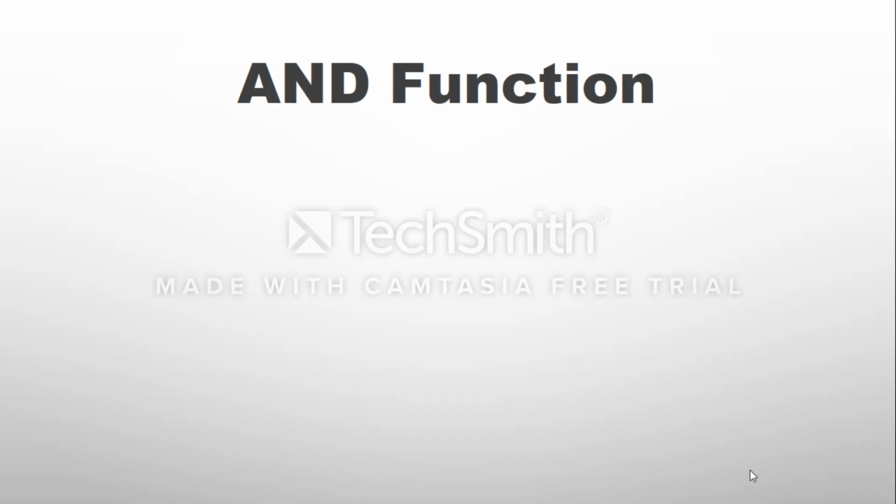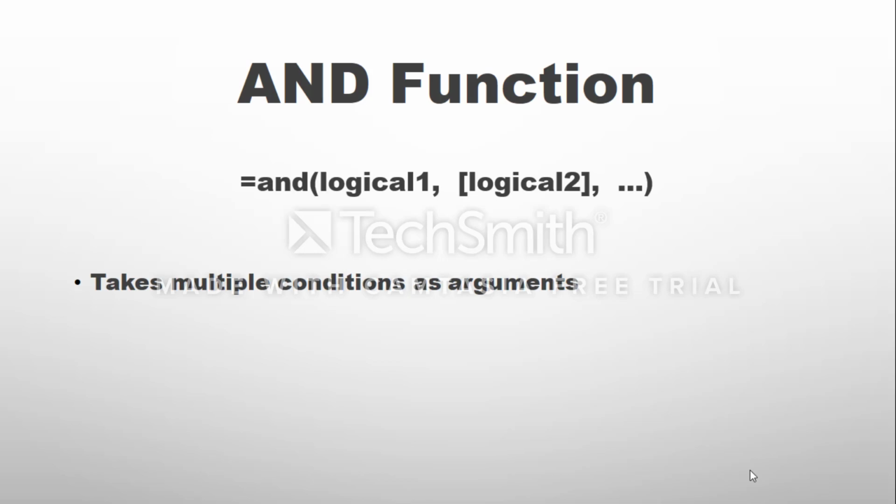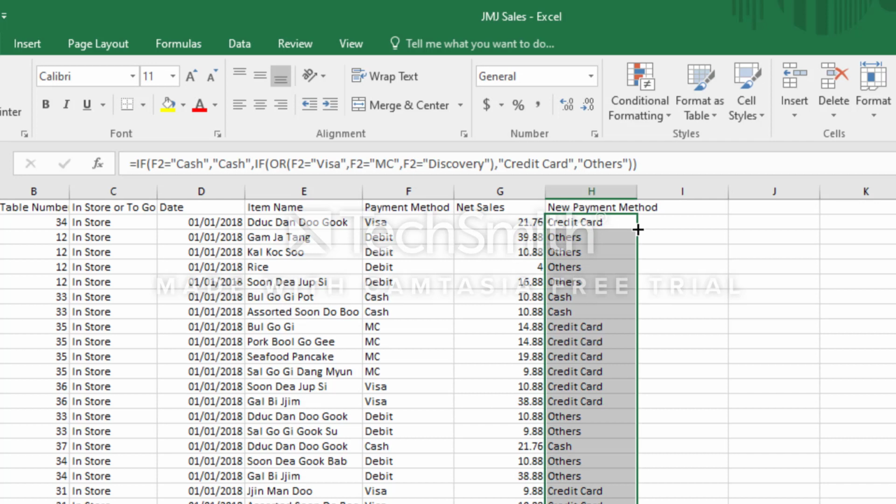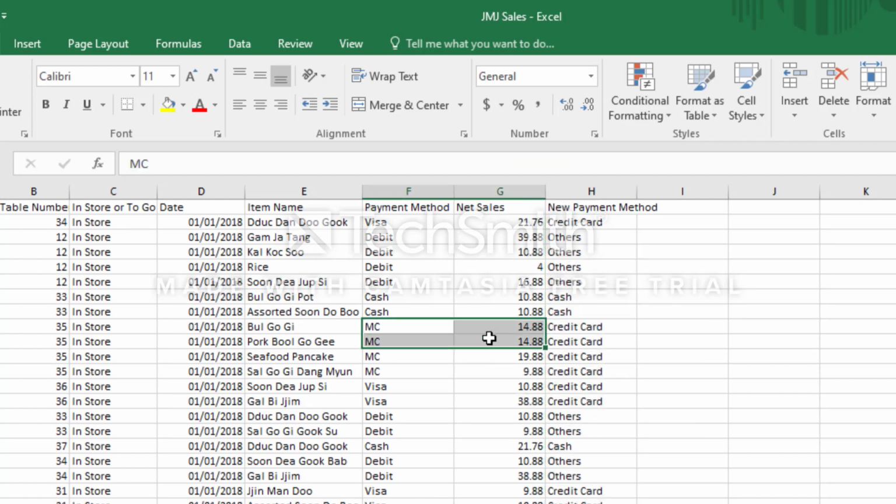One more function I'd like to mention here is the AND function. The syntax of the AND function is similar to that of the OR function. This AND function only generates a true value when all of the conditions you put inside the brackets of the AND function are true. Moving back to our example, we created a new column that shows payment types as credit card, cash, and others, as we originally intended.